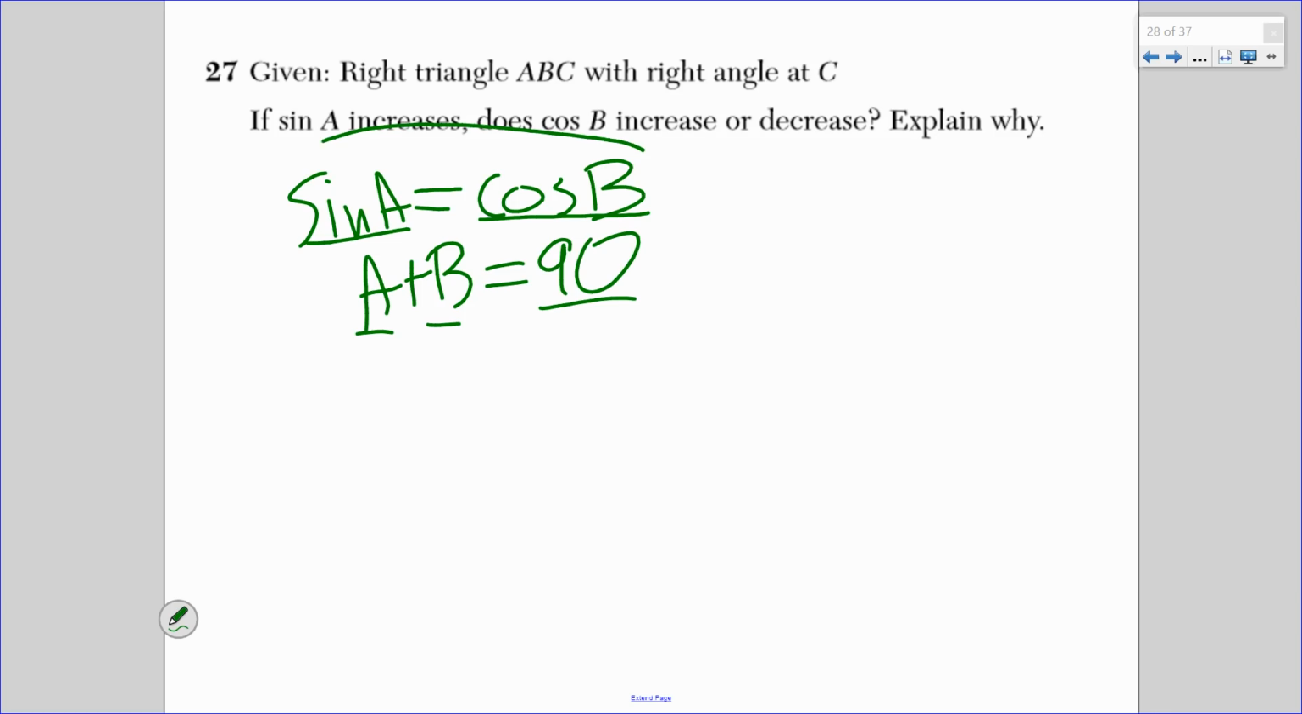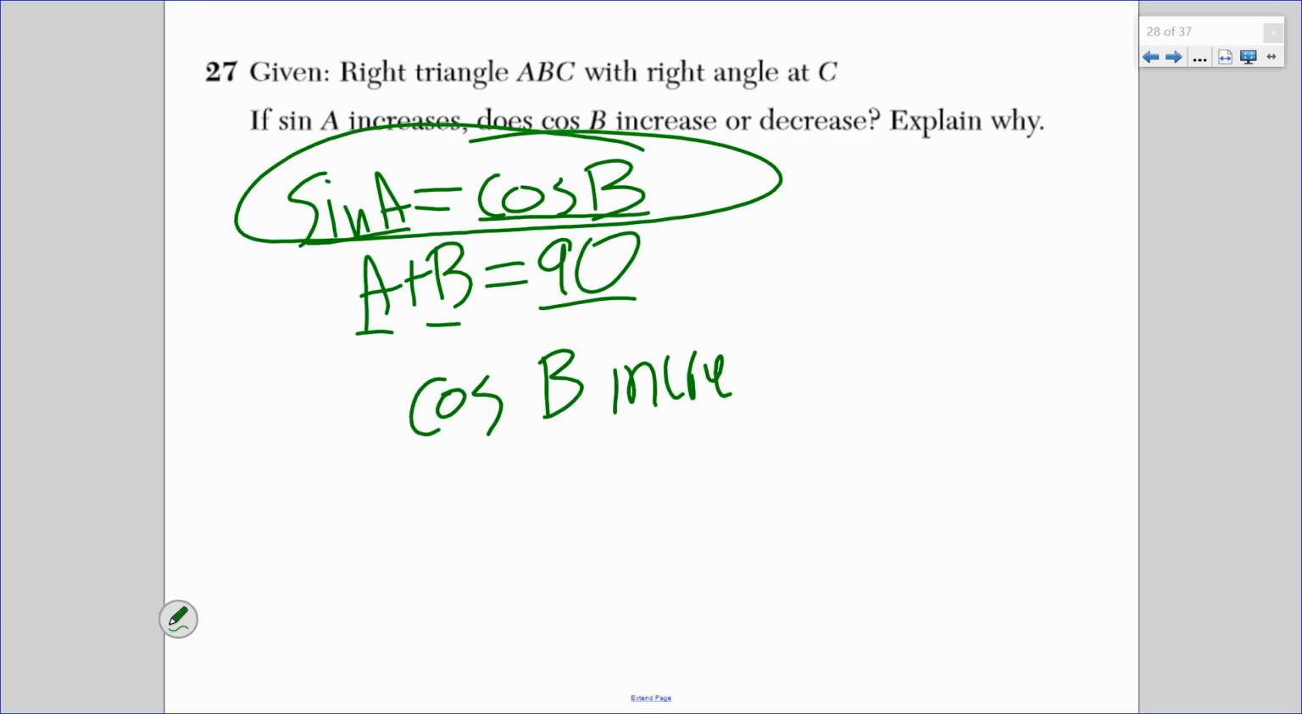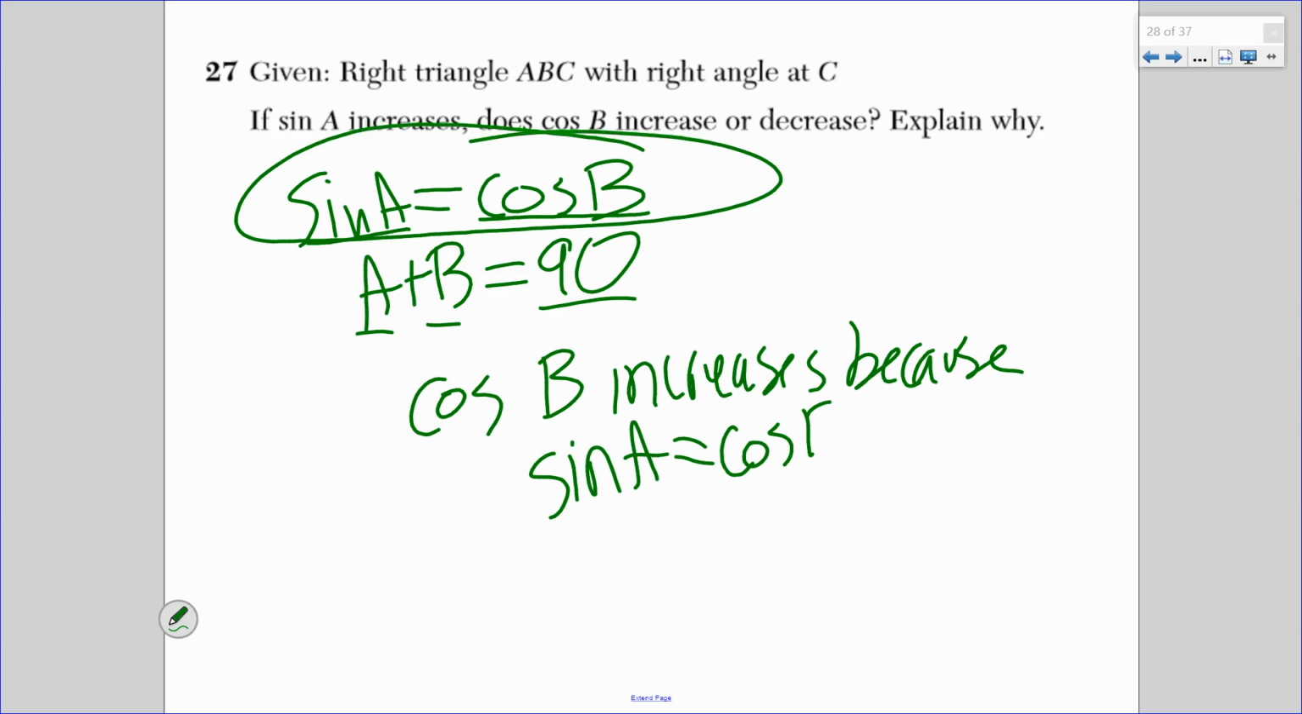In this case, it's talking about this concept. Since they're equal, as sine A increases, cosine B increases because sine A equals cosine B. Very easy, simple question. We finished our multiple choice. Now the open responses, very straightforward and simple so far.